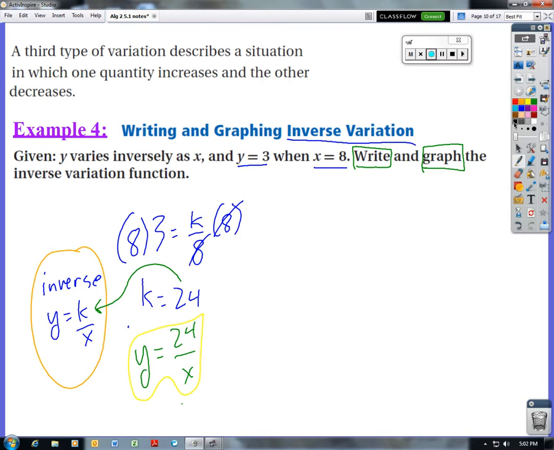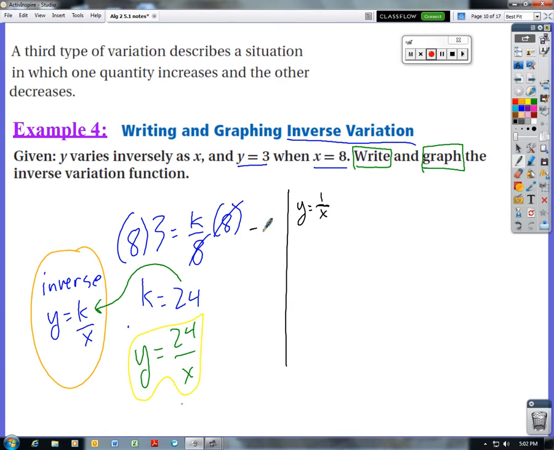So let's graph this. Actually, let's graph the parent function first. So the parent function of 24 over x would be 1 over x. Okay, that's the parent function. And you can think about this 24 right here as a value being multiplied to the parent function 1 over x. So we had 1 over x and we vertically stretched it by 24.